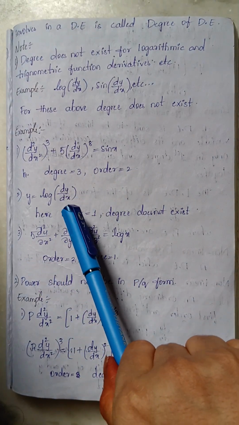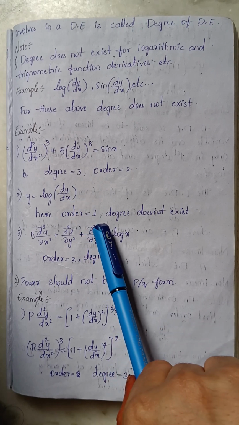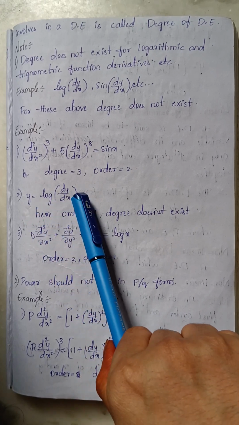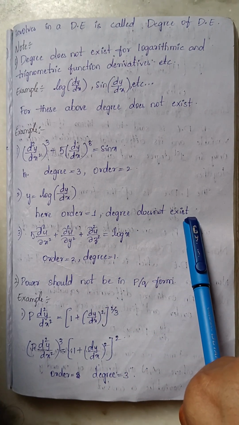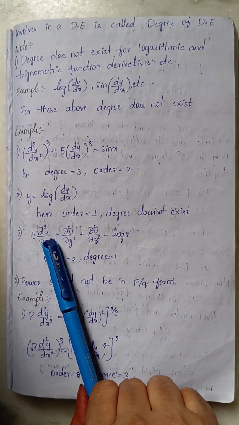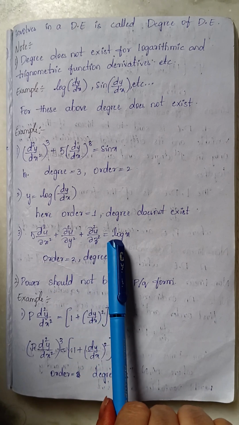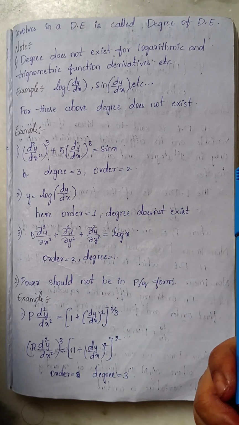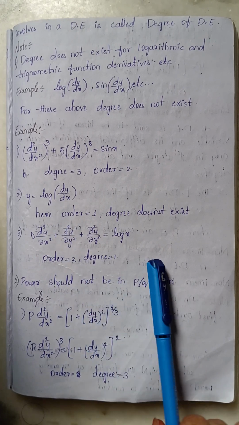Similarly, here, what is the highest order? Here we are differentiating only one time, so obviously the order is 1. But here log of derivatives are given, so the degree does not exist. Right? In the same way, here the order is 2, and what is the power of this one? 1. And it is free of radicals, like log of a derivative was not given. That's why the power of this is 1. That's why the degree is 1.